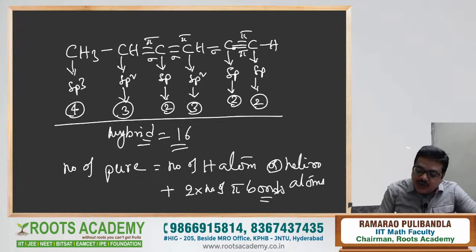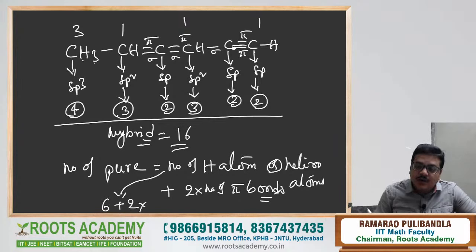Now count the number of hydrogen atoms. The number of hydrogen atoms are 3, 1, 1, 1. So 3 plus 1, 4, 5, 6 hydrogen atoms, plus 2 into the number of pi bonds: 1, 2, 3, 4. So total 8 plus 6, 14 pure orbitals. Like that they are framing questions.